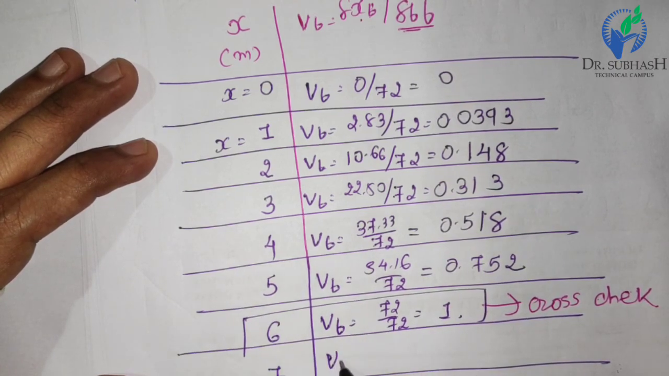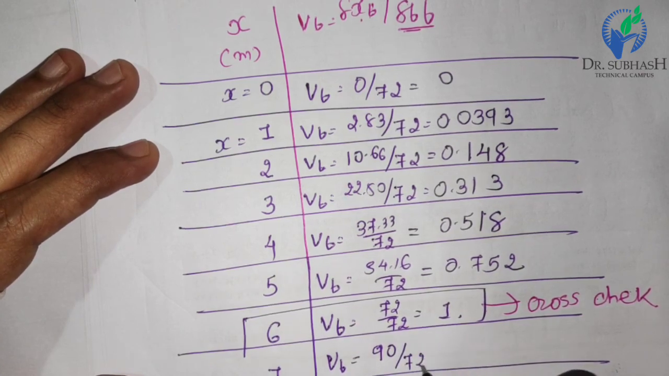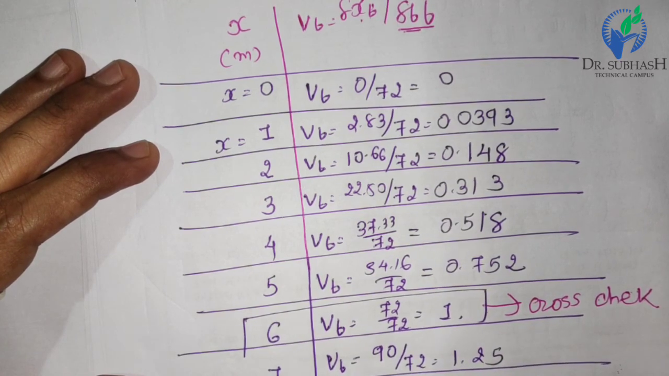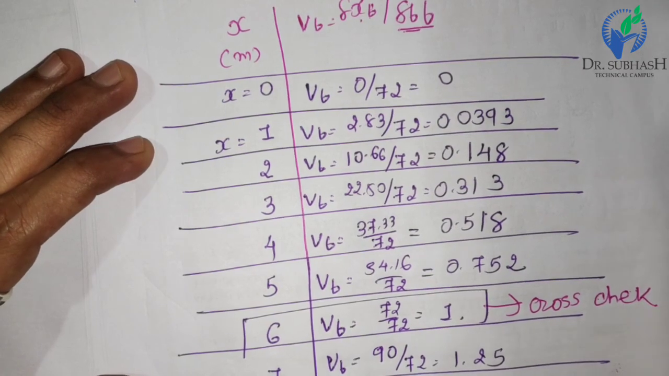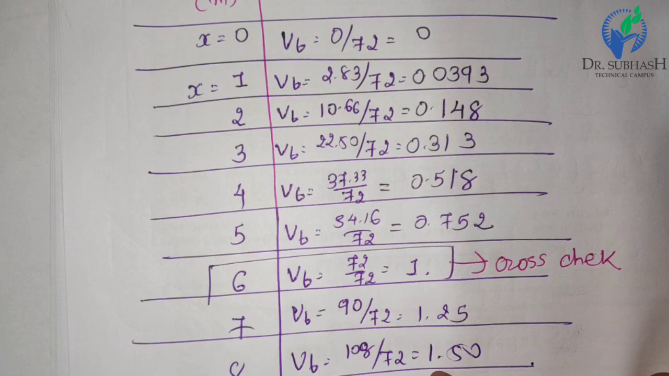Then delta 7, our VB coordinates you can find out. So delta 7 is 90 divided by 72, so it's 125. And last one is 108 divided by 72, so 1.50. So this is our ordinates to find out for VB.